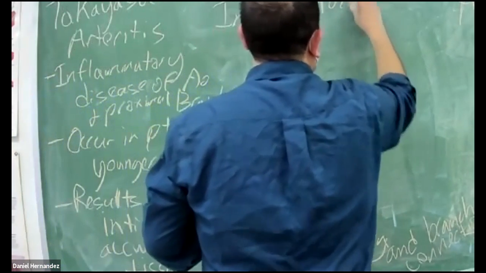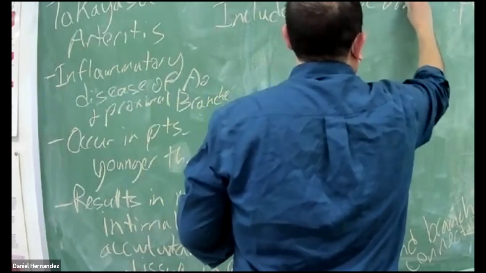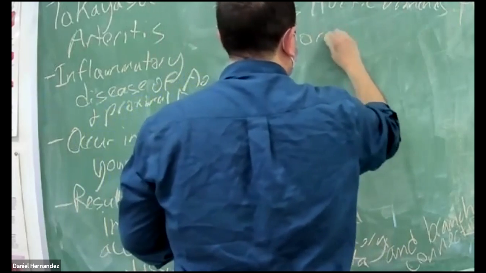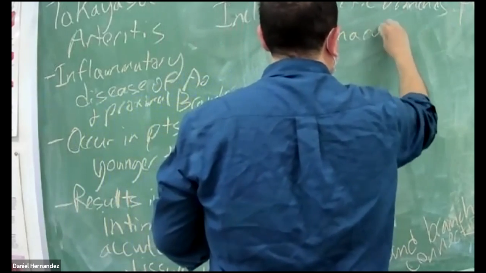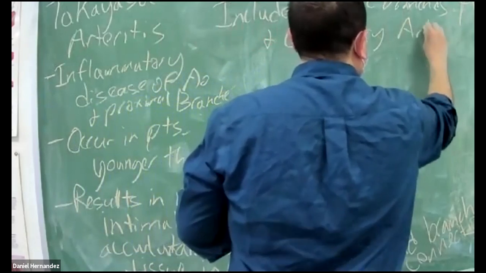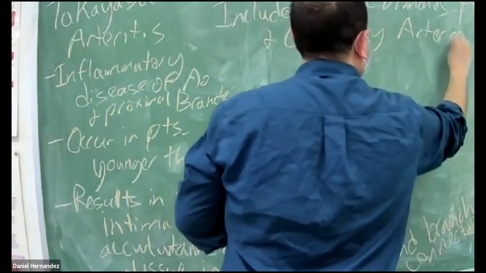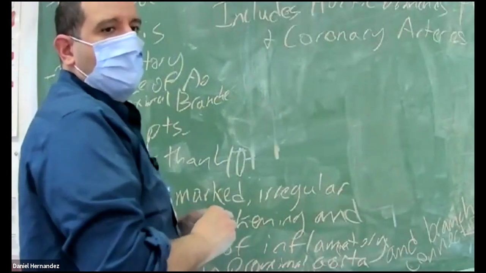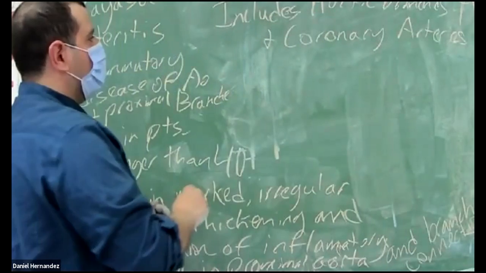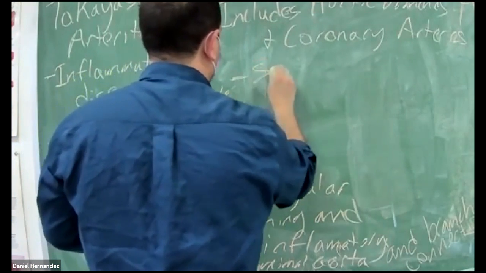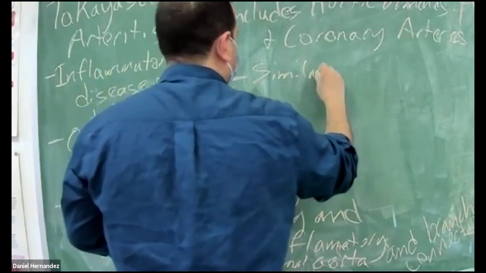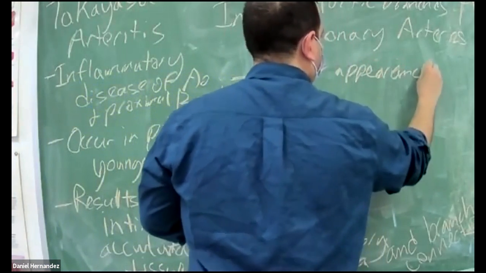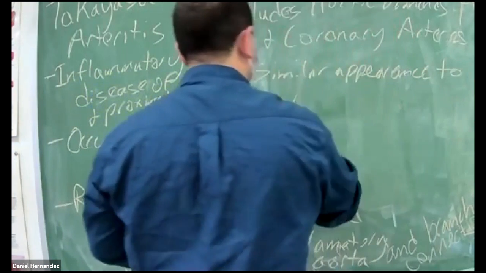Aortic branches and coronary arteries. And it has a similar appearance to atherosclerotic disease.